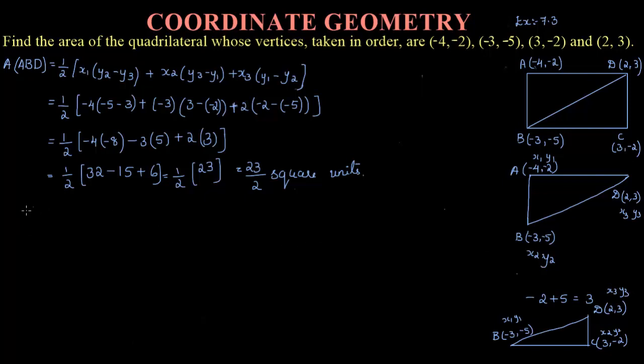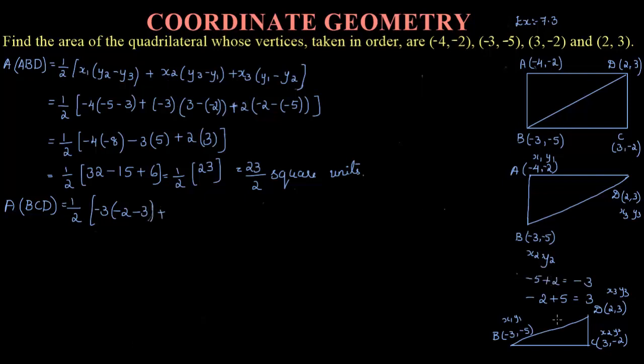So again, I'm not going to write the formula here. I'll just take it from here and write the simplification part. There is no A, it is B, C and D. Triangle B, C and D. Right? So 1 by 2 into x1. x1 how much you have? You have minus 3. Then y2. y2 how much you have here? You can observe y2 is minus 2, right? Minus y3. y3 you can observe, you can come here and check, it is only 3.